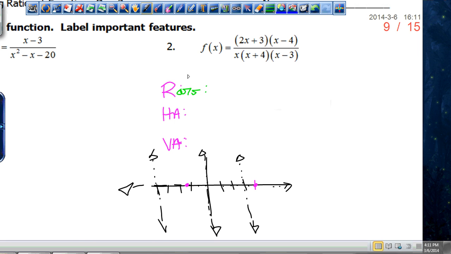So for vertical asymptotes, we set the bottom equal to 0. So x equals 0, x plus 4 equals 0. So that means my vertical asymptotes are x equals 0, x equals -4, and x equals +3.